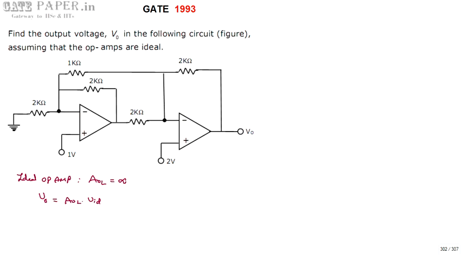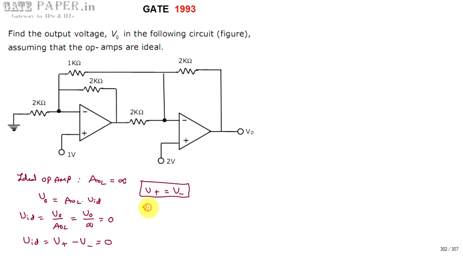VID. From this you can write VID is equal to V0 divided by AOL. So V0 divided by infinite is 0. VID is the input differential voltage, the difference between the non-inverting and inverting terminals, and it is equal to 0. This gives rise to one important fact: V plus is equal to V minus. That is, the voltage at the non-inverting terminal and the voltage at the inverting terminal will always be the same for an ideal op amp.